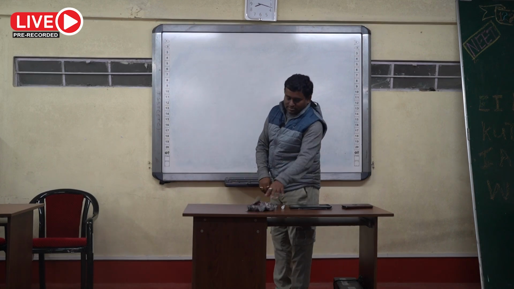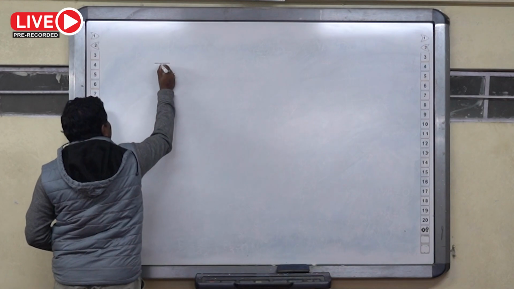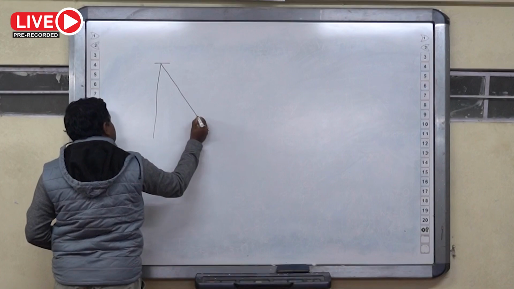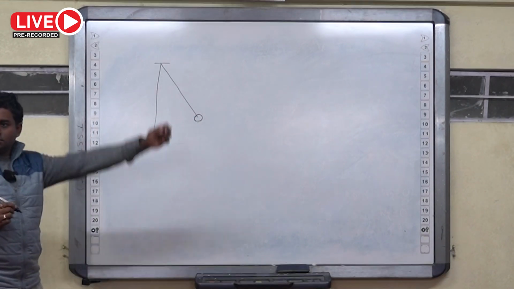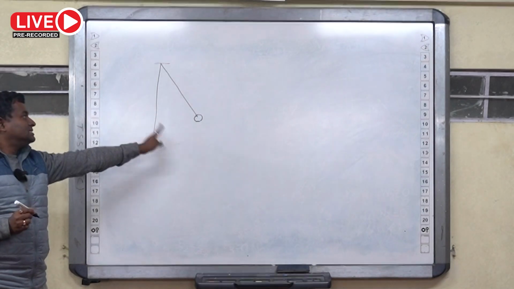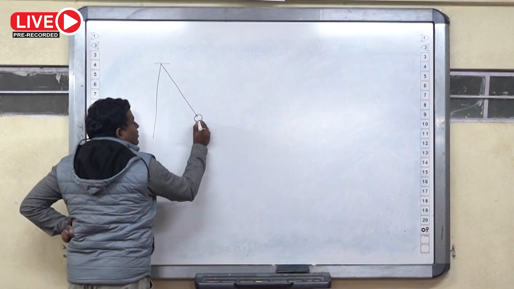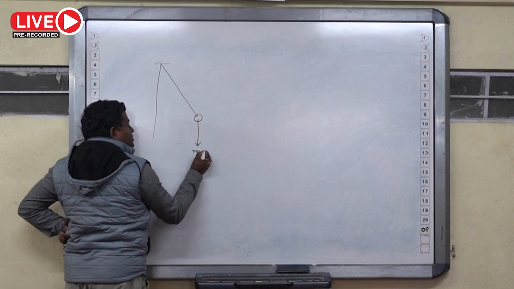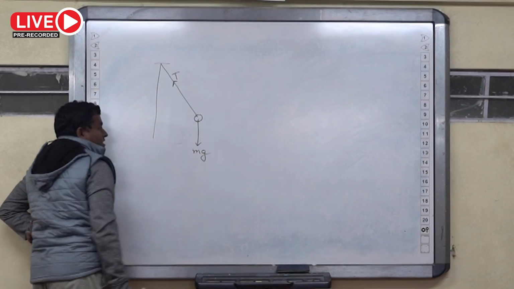See, suppose this is the ceiling from which this one is the vertical line, and I consider that this mass is here. Now why in this direction, why not in this direction? Okay, I can consider that one force is acting on this mass downward, that is mg. Another force is acting along this direction, that is T.